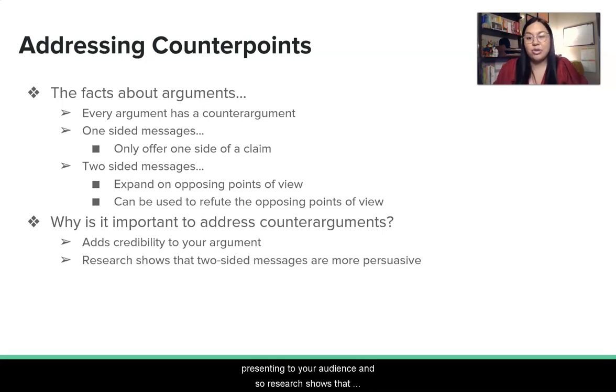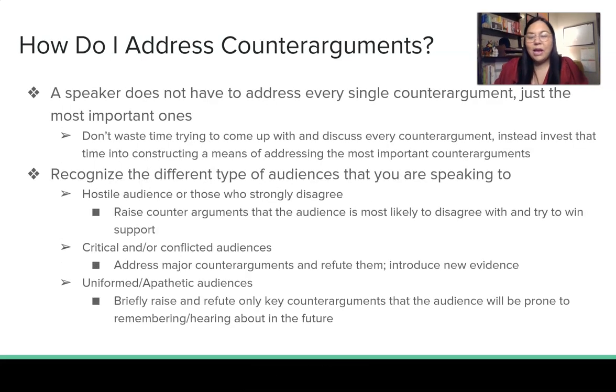Research shows that two-sided messages are more persuasive because it instills a sense of honesty, and that again adds to that ethos and credibility. So how do you address counter arguments? We'll go over some helpful tips to addressing counter arguments, possibly in your persuasive policy speech or your debates. Let's talk about that.